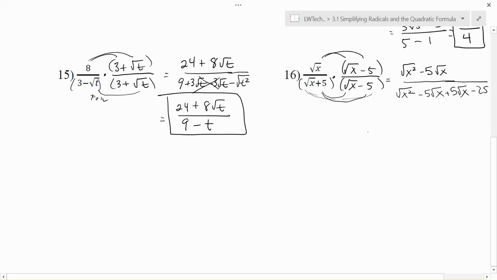All right, let's simplify things as best as we can here. Here, the square root of x squared is just plain old x, minus 5 root x. On the bottom, the square root of x squared is plain old x. Negative 5 root x plus 5 root x are like terms that give me 0 root x, which is great. And then at the end here, I have minus 25.